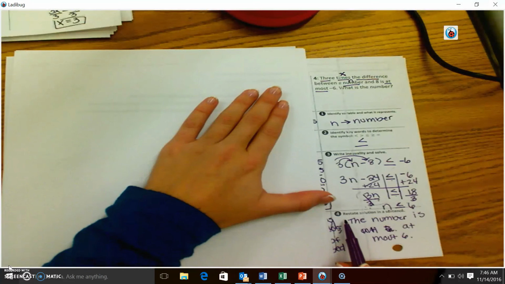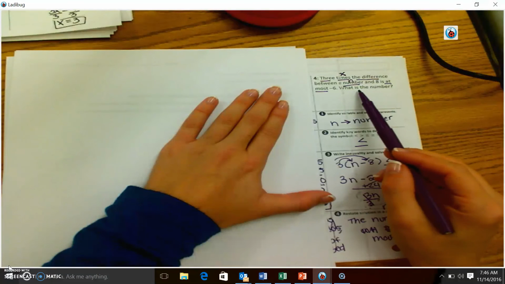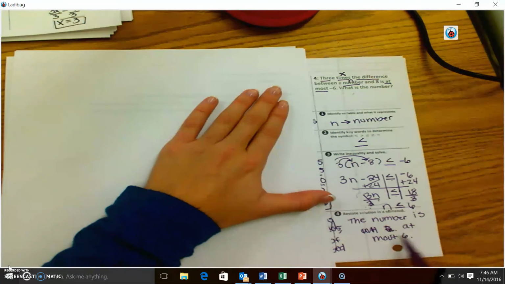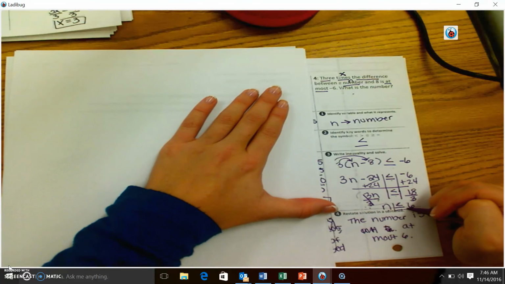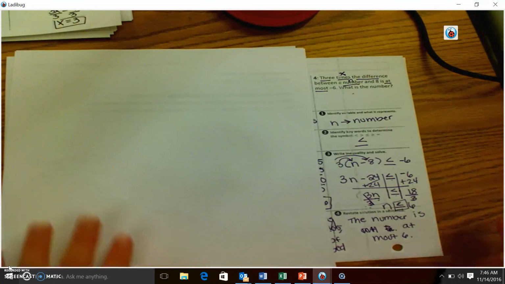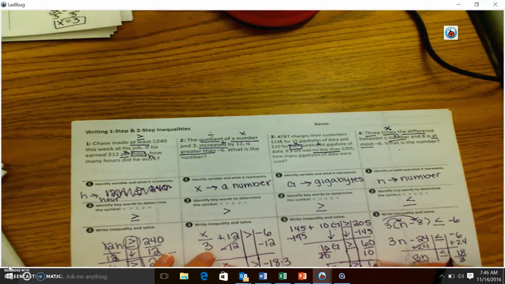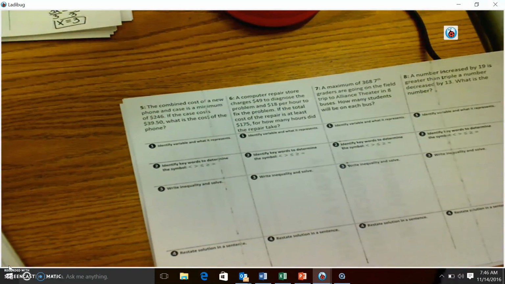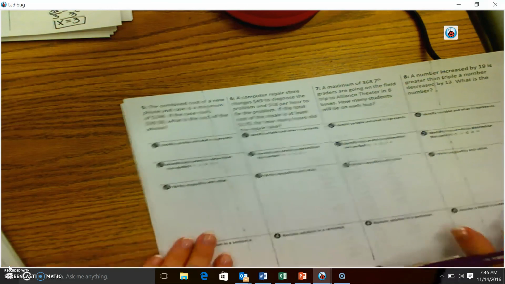So part 4 says to restate the solution in a sentence. So remember, we go back up to our question. What is the number? And I put the number is at most, because we need to use the key word that goes along with the symbol we're using, is at most 6. Now go ahead and flip over to the back to the next page. And let's look at 5 together.